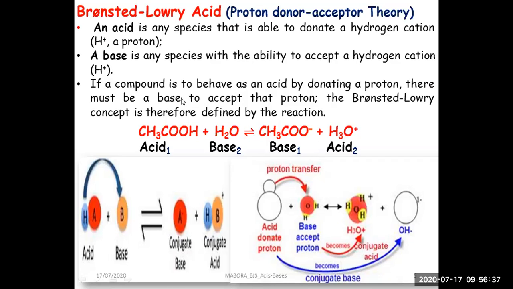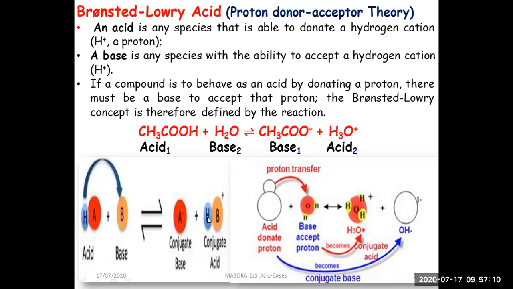If a compound is to behave as an acid by donating proton, then there must be some base which will accept the proton. And therefore, what they say is that acid reacts with base to produce a new pair of acid and base. We call them conjugate acid-base pair. So, if HA is any acid which is going to donate proton to base B, then I will get A minus and BH plus cation.